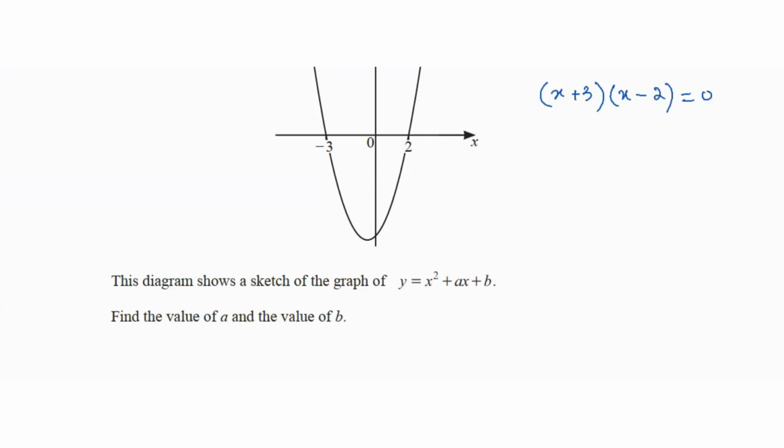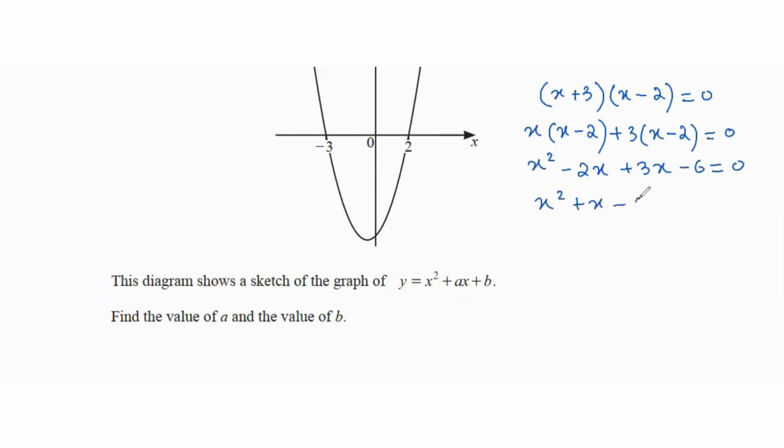We're going to go from the factors to the quadratic equation to find out what the values of a and b are. So start with expanding the brackets. x times x minus 2 plus 3 times x minus 2, x squared minus 2x plus 3x minus 6, x squared plus x minus 6. So a is the coefficient of x, which means a is 1. b is the constant, so b is negative 6.